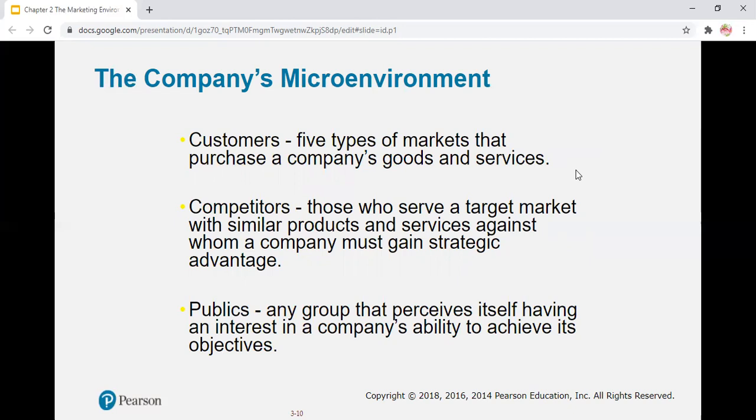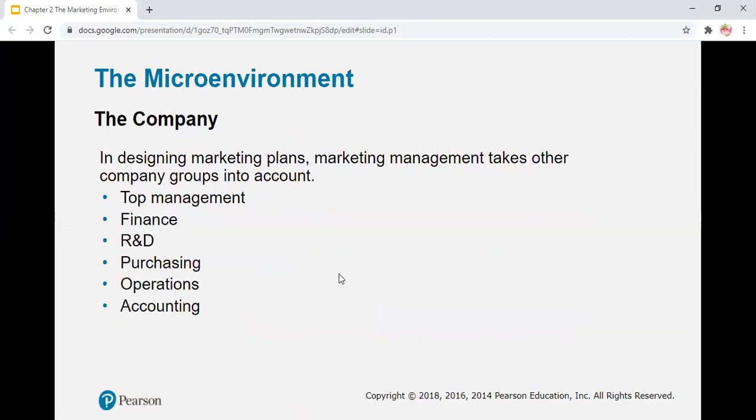So why are competitors very important? Because the position of the company depends on it, okay? And the company must gain this strategic advantage. Strategic advantage means something that the company has but the other competitors don't have. Now, publics: when we say publics, we talk about any group that perceives itself as having an interest in the company's ability to achieve its objectives. So we defined the company's microenvironment.